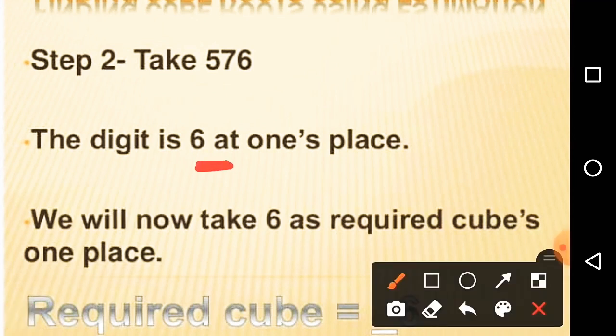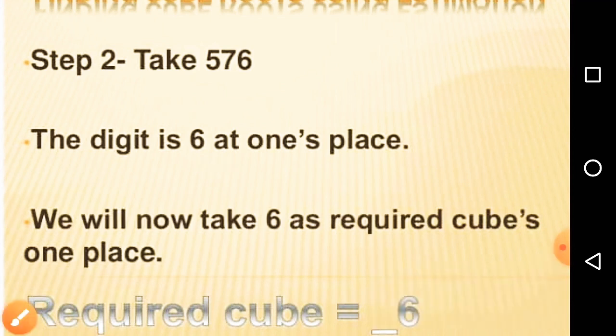So when does the last digit 6 come? You need to think which number, if you multiply 3 times, gives an answer whose last digit should be 6. You know that if you do the cube of 6, whatever the answer will come, that will also have 6 in the last digit, because 6 6s are 36. Then if you multiply 36 by 6 again, the last digit will again be 6. So last digit will be 6. So the required cube root will end in 6.